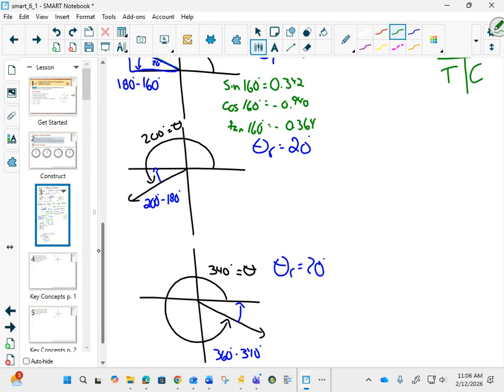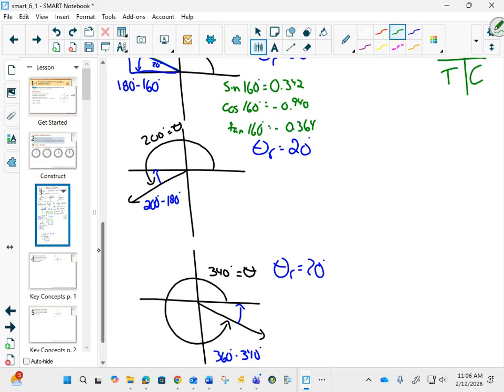Same thing happens for 200 degrees. Pick a random point, draw it up here. That would create a right angle triangle with your reference angle of 20 degrees. And sure enough, sine of 200, cos of 200, and tan of 200 have the same numbers, but now sine is negative, cos is negative, and tan is positive again.